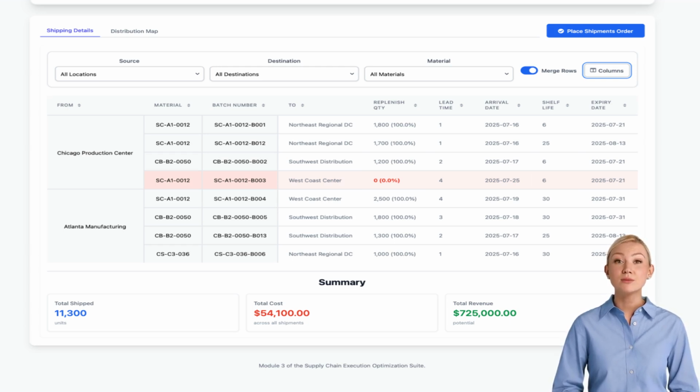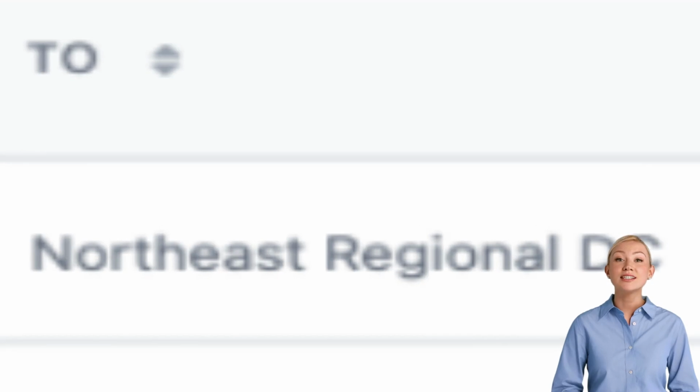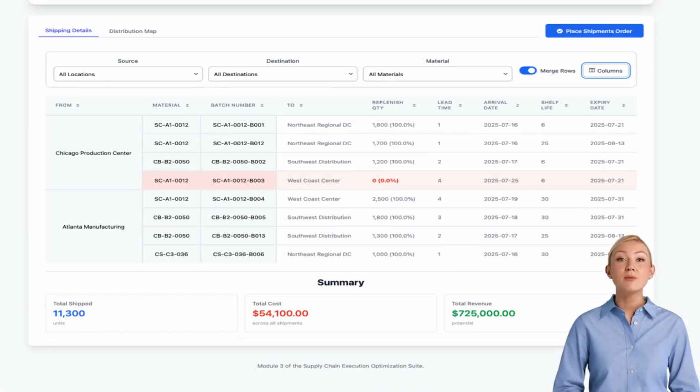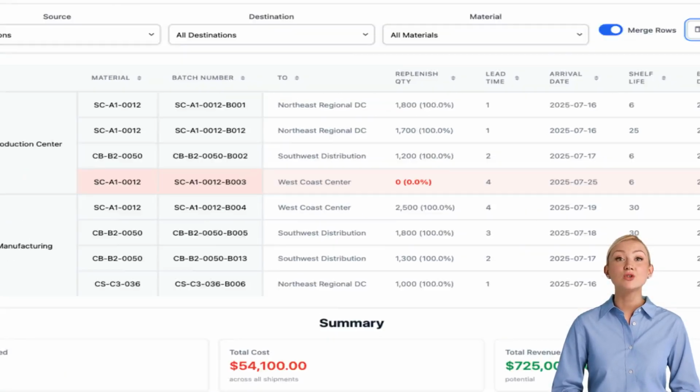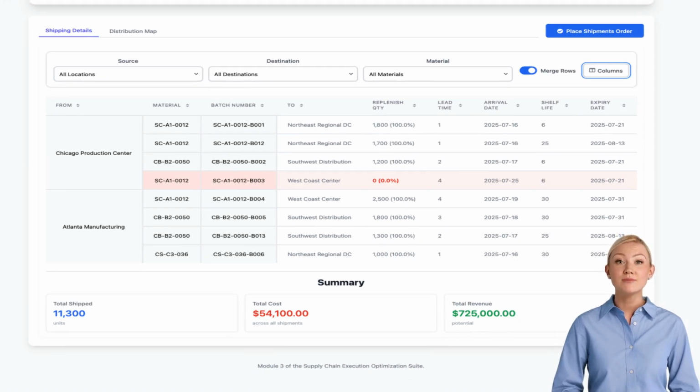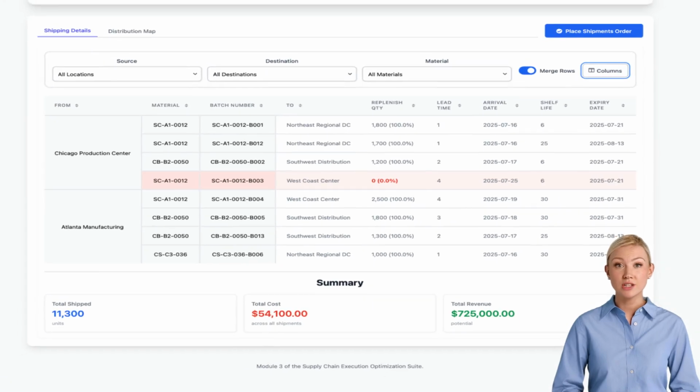The results speak for themselves. Northeast Regional DC with 1-day lead time will now be fully replenished while arriving with 2 days of shelf life remaining from its expiration date. However, for West Coast Center, location plays a huge role. With 4-day lead time, even though it has 6 days shelf life, given its expiry date, the system knows that it will arrive expired, flagging our system to not replenish. The system makes these critical quality decisions automatically, ensuring customers always receive fresh products.